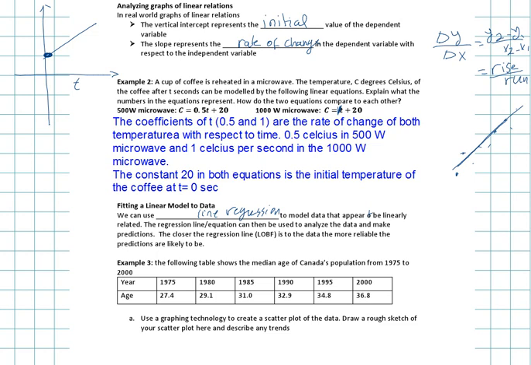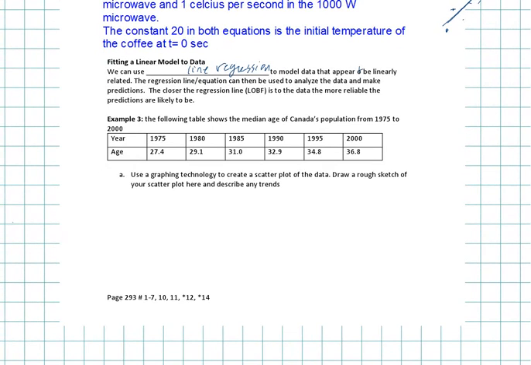So let's see the next question. Let's read it. The following table shows the median age of the population from 1975 to 2000. Use graphing technology to create a scatter plot of the data. Draw a rough sketch of your scatter plot here and describe any trends. I'm gonna show you how, instead of drawing it, you're gonna snap it, so when you do your assignments, you know how to snap it and put it in your assignment.